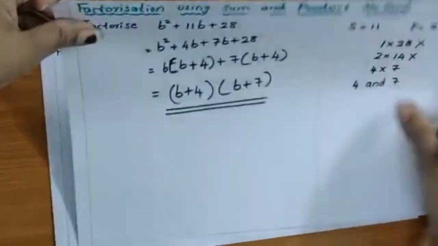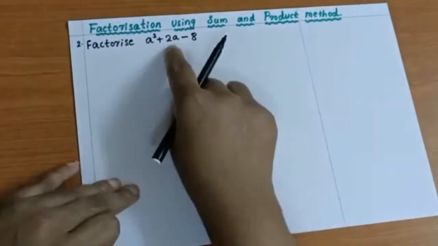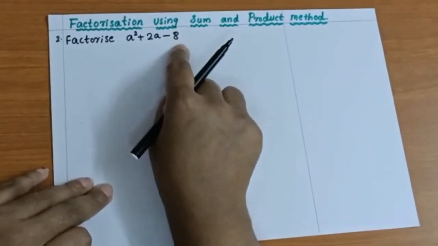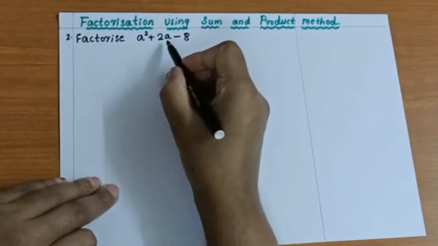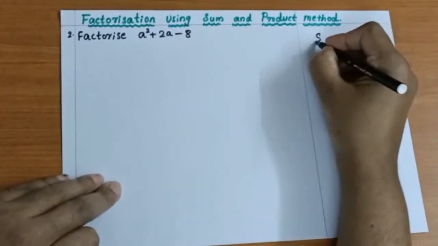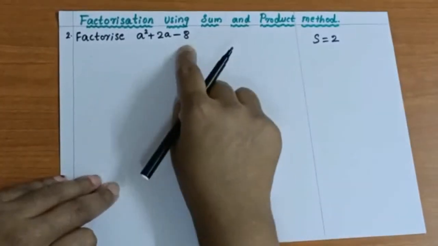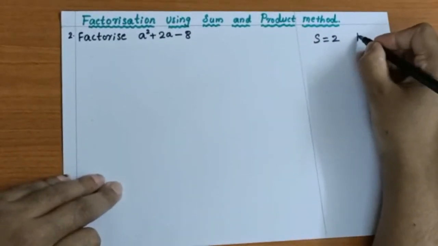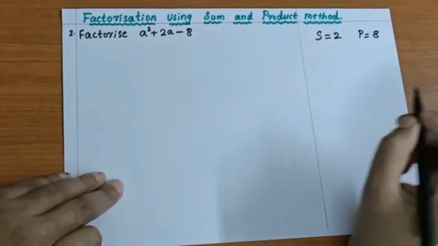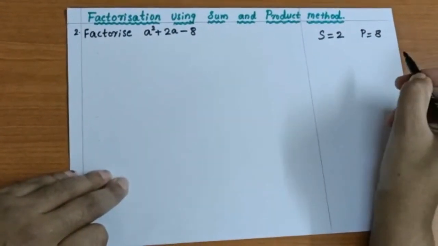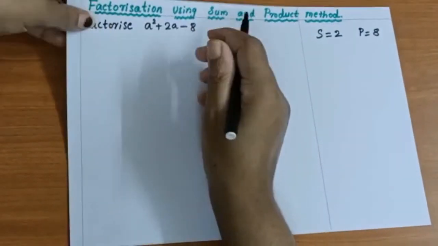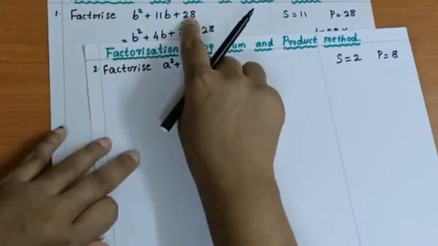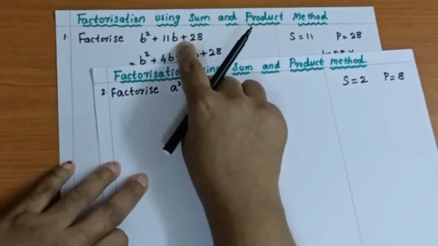Then we have another question, factorize a square plus 2a minus 8. The same way what we had done before, we can choose the coefficient of the middle term as sum and the third term as the product. So product will be 8. Then we have to choose which two numbers adding or subtracting. In the before question we used adding because the sign of the third term is plus.